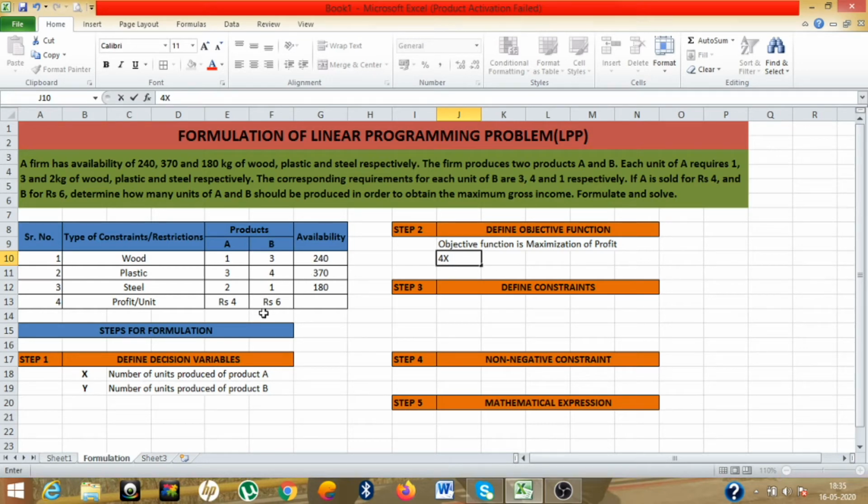Then each unit of B is giving the firm rupees 6 profit. So the number of units produced of product B is Y. So the total profit earned from the product B is 6Y. The total profit earned after selling the two products will be 4x plus 6y. So this is our objective function which is dependent on the decision variables x and y.